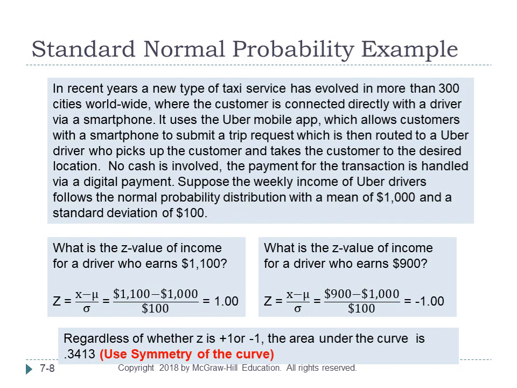Here is another z value. What is the z value of income for a driver who earns 900? Z is equal to x minus mu divided by sigma. This is equal to 900 minus 1,000 divided by 100, which is minus 1.00. Of course, the z value can be positive or can be negative.